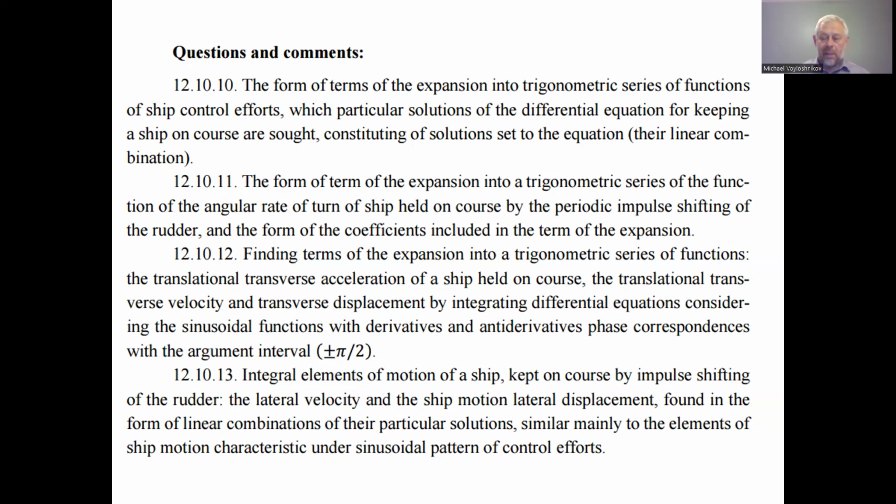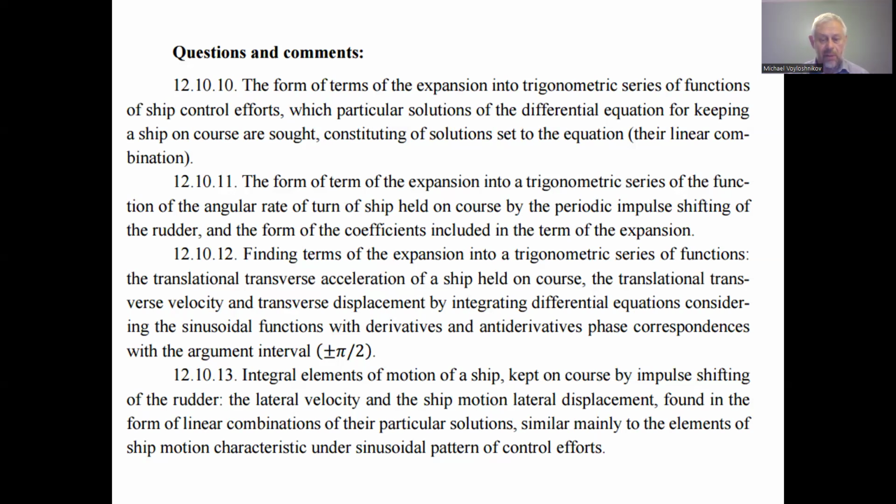And if the right side of the inhomogeneous equation is the expansion into the trigonometric series, then the form of the decision of the ship motion element, like angular velocity, will be an expansion into the trigonometric series.